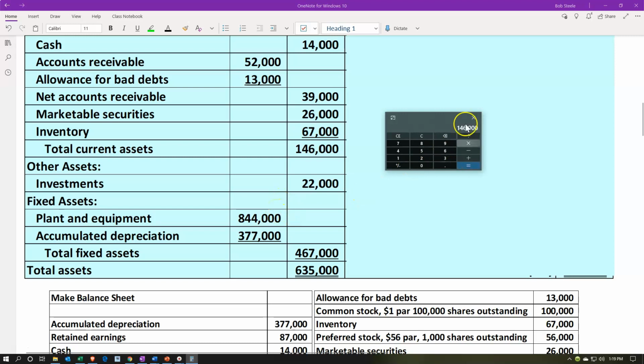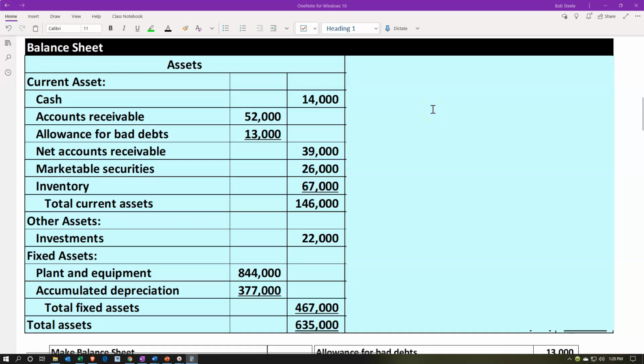So we're going to say plus the other assets, which just include investments of the $22,000, plus the fixed assets of the $467,000. That gives us the $635,000. So then the other side is going to be liabilities and equity. The other side can be a little bit confusing because remember, this is what the company owns. This is the other side of the coin, which just represents who has claim to those, which could be either liabilities, third-party people, or the owners. So this side's going to have liabilities and equity.